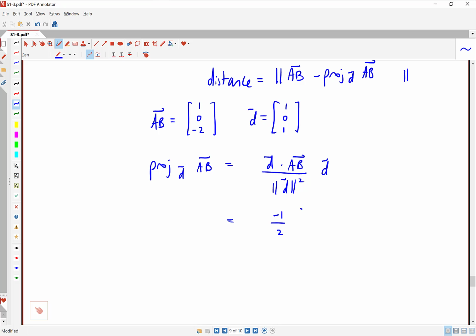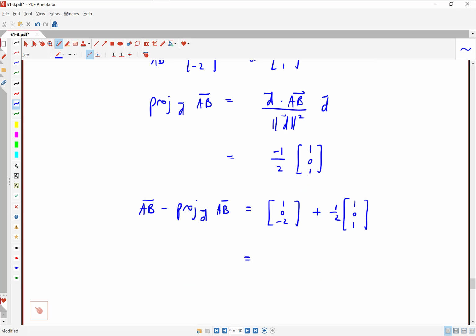That's minus 1/2 in the direction of D. Okay, and then next thing we need to do is calculate AB minus the projection onto D of AB. So we're going to go 1, 0, negative 2, subtracting off something that has a negative coefficient, so plus 1/2, 1, 0, 1. And if we do the algebra here, we'll get things like 1 plus 1/2, so let's call it 3/2. Middle component is 0, and then bottom component negative 2 plus 1/2 gives us minus 3/2.